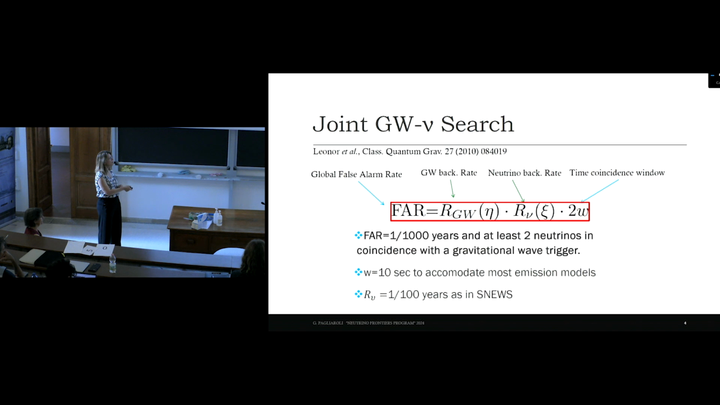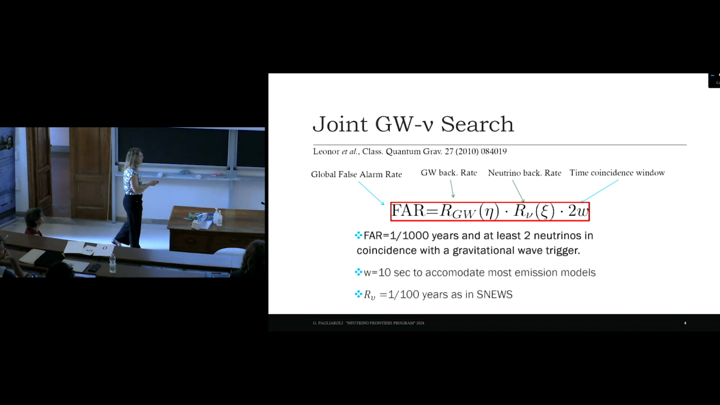And then we require for the neutrino sector, so only for the network of neutrino detectors, a threshold in terms of false alarm rate of 1 per 100 years. This threshold is the one that is actually used in SNEWS. So in order to be safe, we decided to use the same threshold.